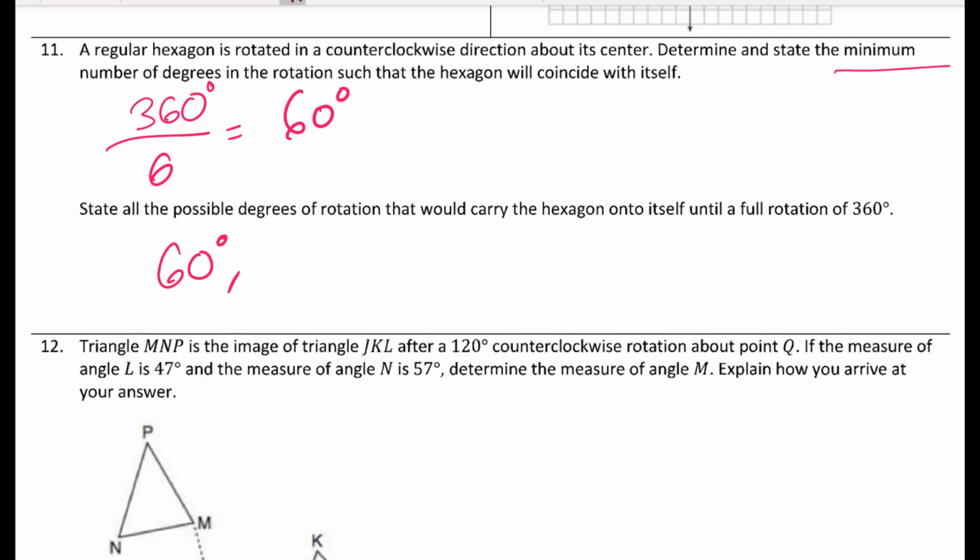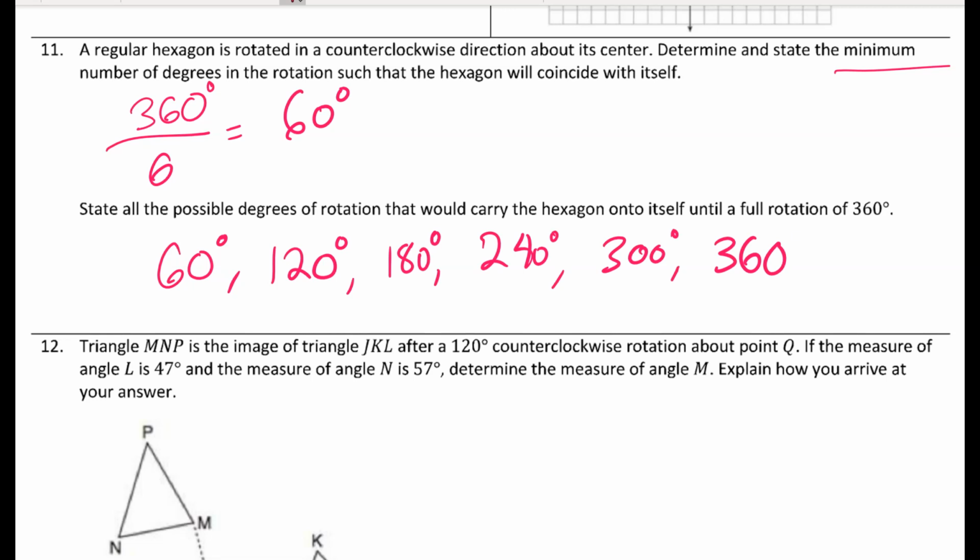60 degrees will do it, but so will any multiple of 60 degrees. If I do 60 degrees twice and get 120, it'll land on top of itself. 60 degrees 3 times, 4 times, 5 times, and so on, all the way up to a full rotation of 360 degrees.